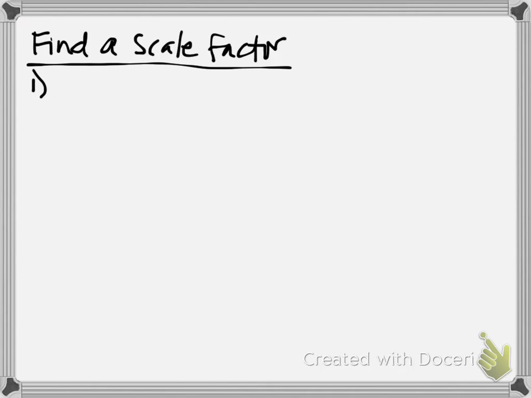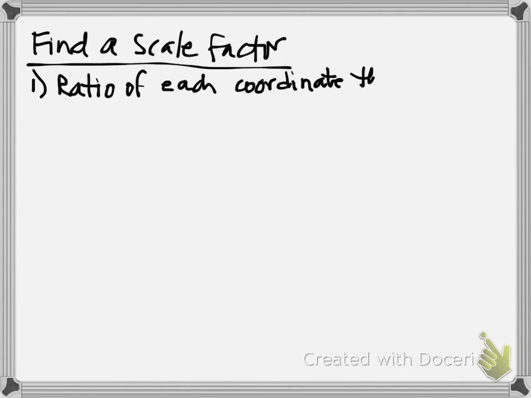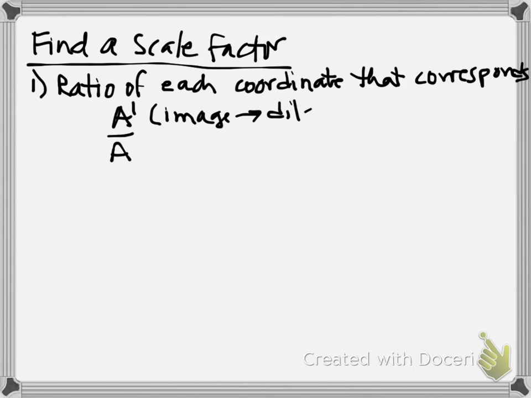Okay, last little bit. So what if I want you to figure out a scale factor? What you're going to do is you're going to take your two shapes, just like we did, and take the ratio of each coordinate that corresponds, and you're going to do the new guy over the old guy. So this is called the image. In our case, he's the actual dilation, and this guy is the original figure.